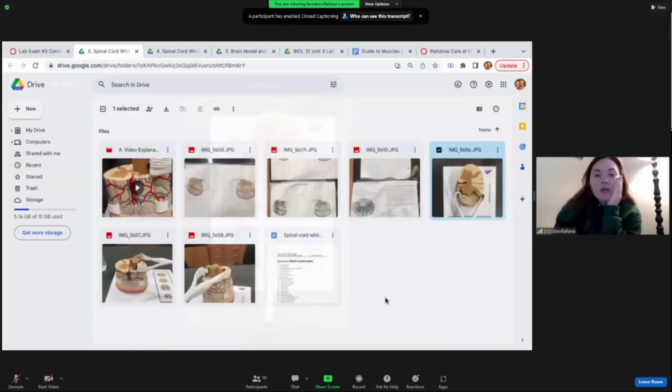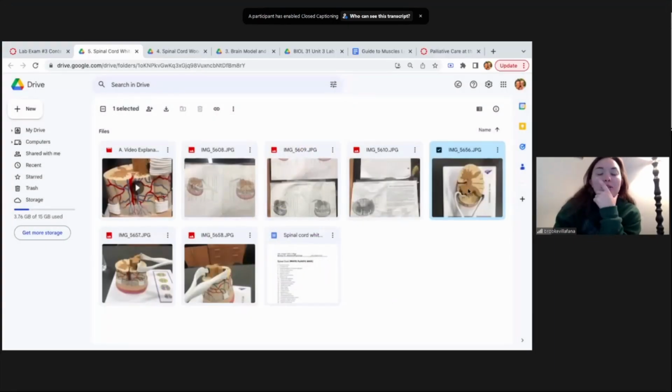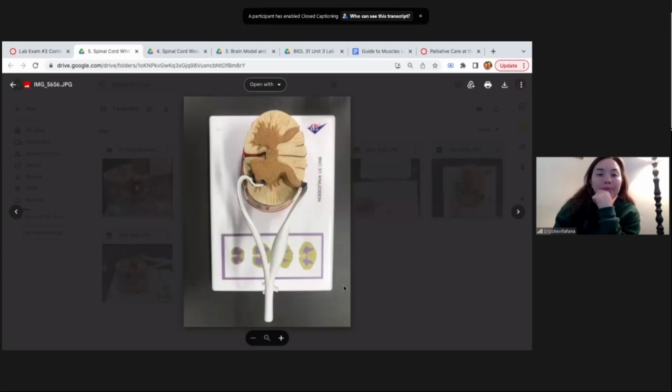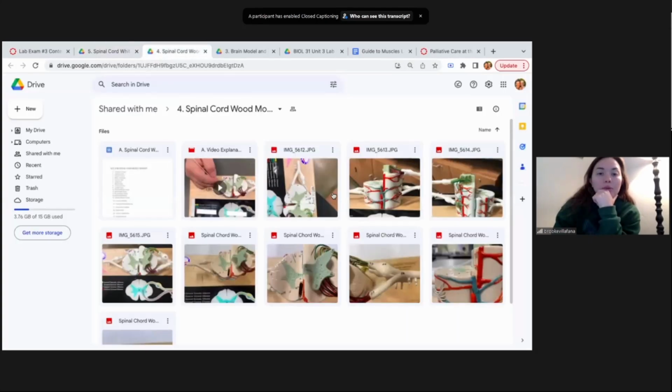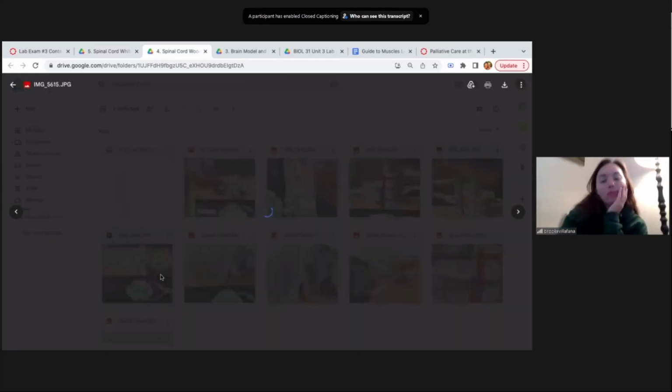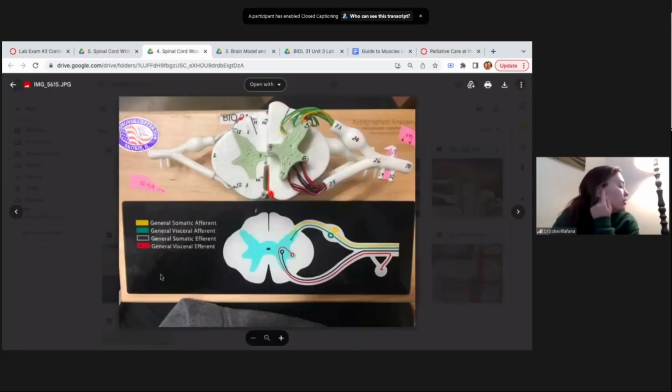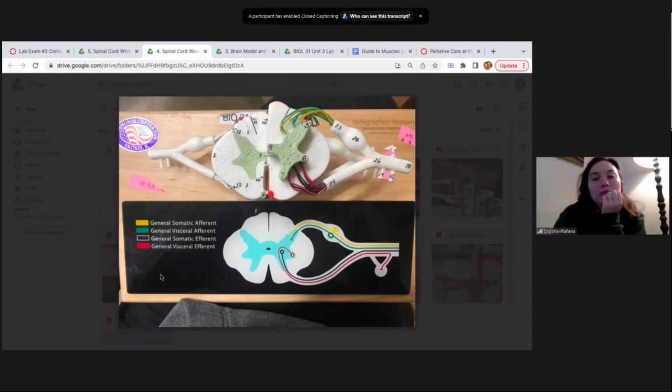Okay. So this is our spinal cord on the whiteboard. And then we also have the spinal cord on the wood board. I prefer the wood board just because it's labeled, like it already has numbers for you guys and the whiteboard doesn't, but I will plan to do both.